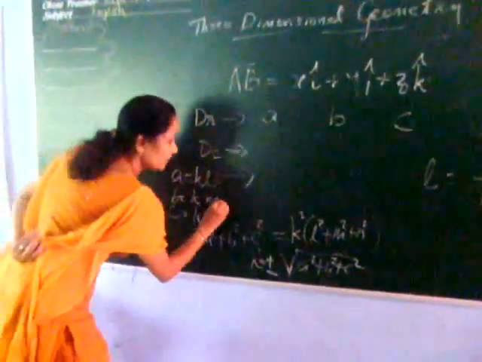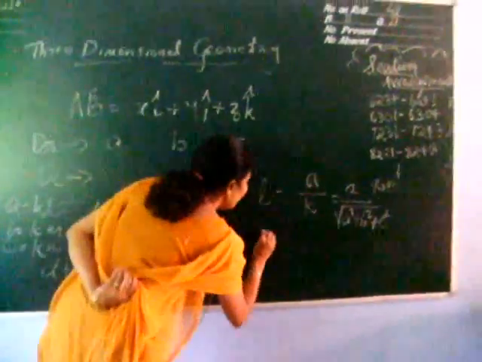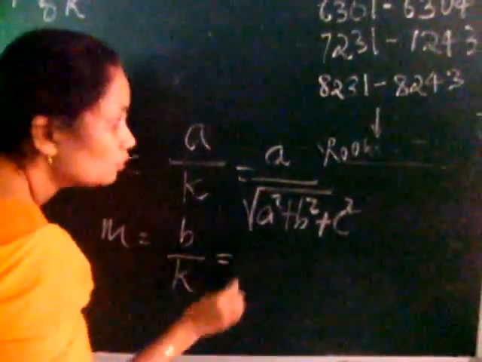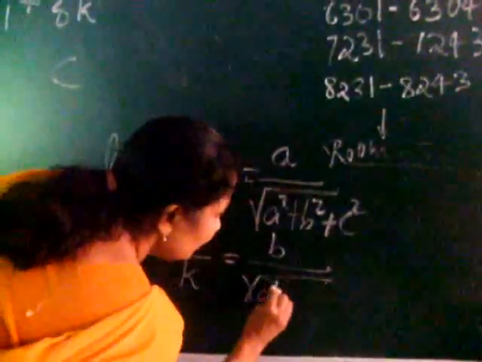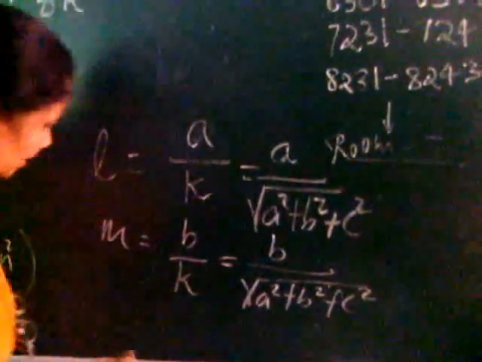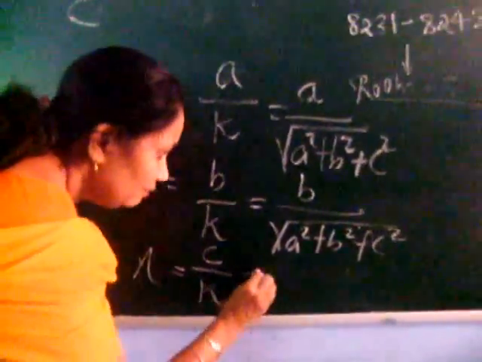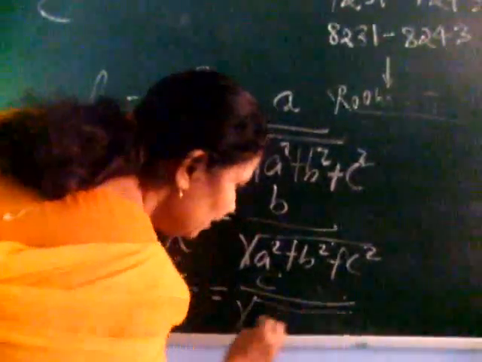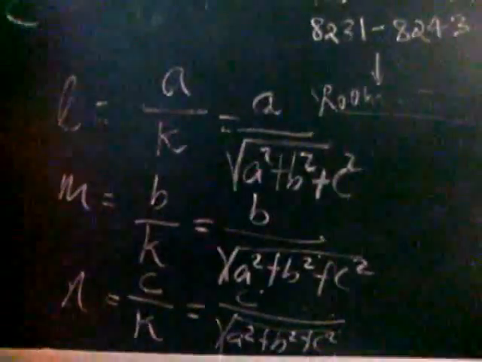Similarly, from the second equation, B is equal to Km, or M is equal to B divided by K, which is equal to B divided by root of A squared plus B squared plus C squared. Similarly, N is equal to C divided by K, which is equal to C divided by root of A squared plus B squared plus C squared.